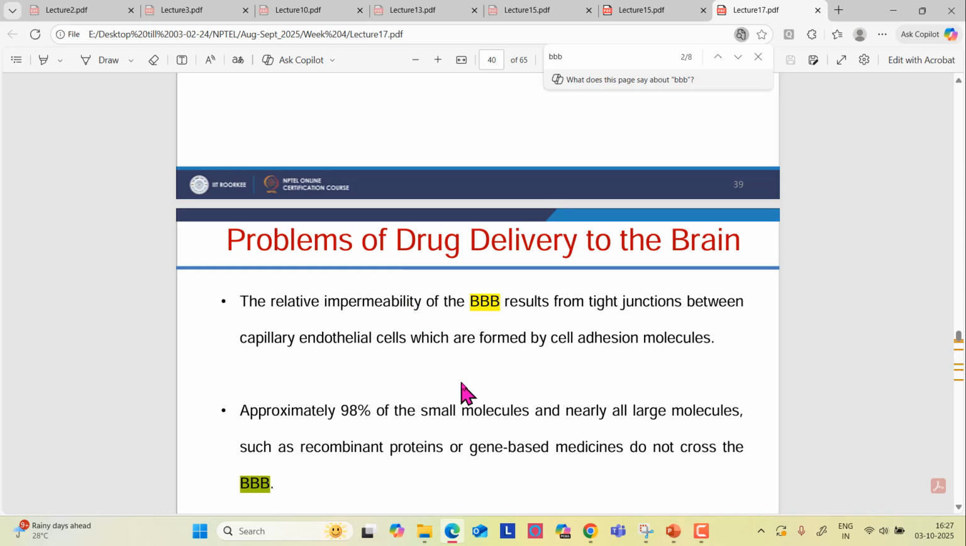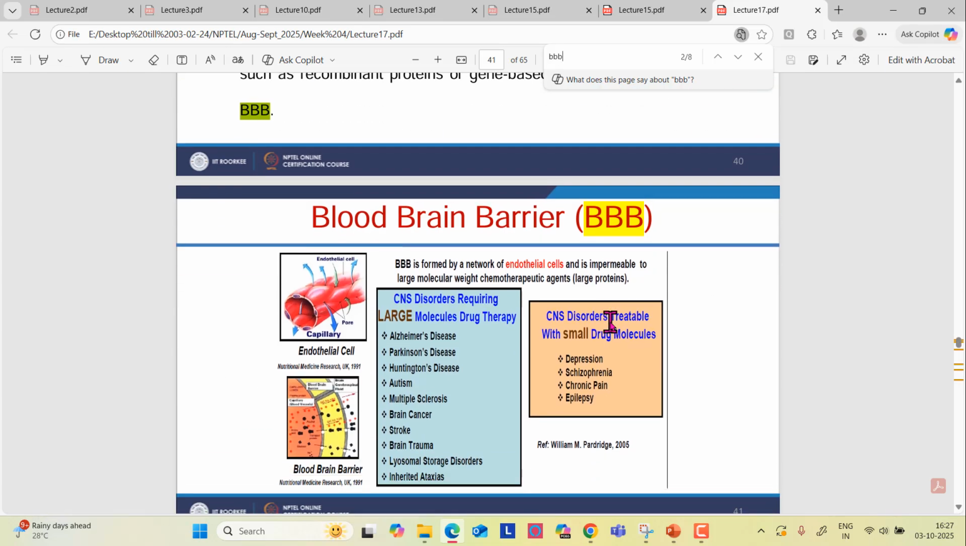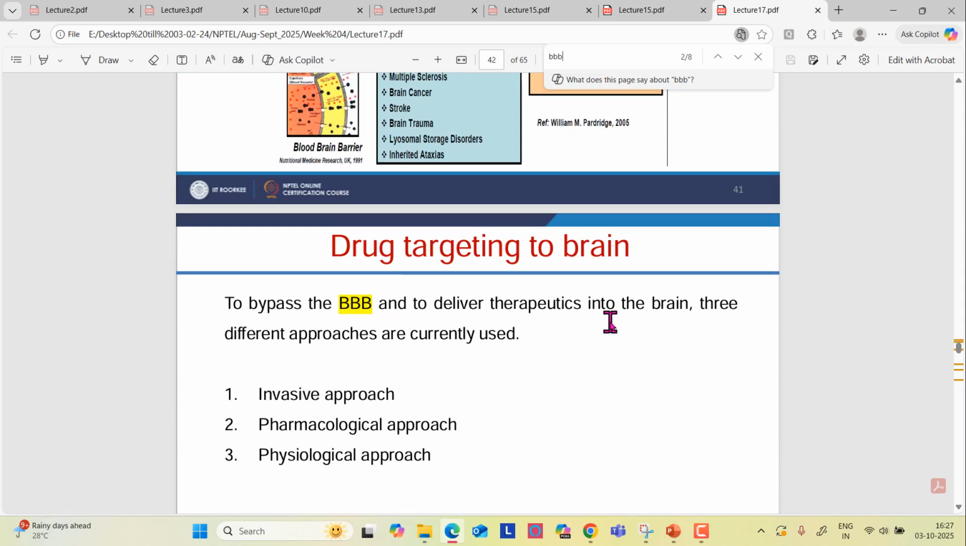Relative impermeability of the blood-brain barrier results from tight junctions between capillary endothelial cells, which are formed by cell adhesion molecules. Approximately 98% of small molecules and nearly all large molecules, such as recombinant proteins or gene-based medicines, do not cross the BBB. To bypass the BBB and deliver therapeutics into the brain, three different approaches are currently used: invasive, pharmacological, physiological.